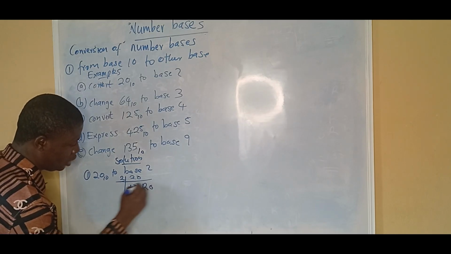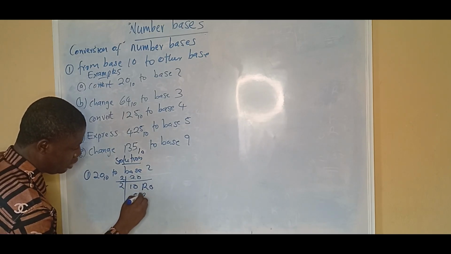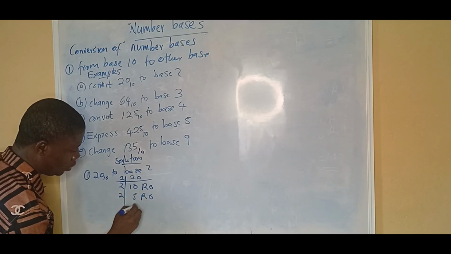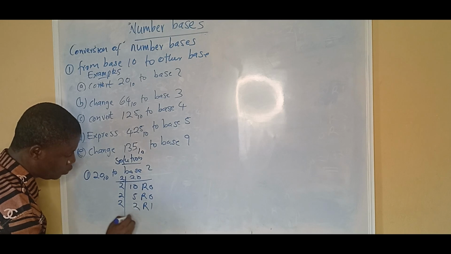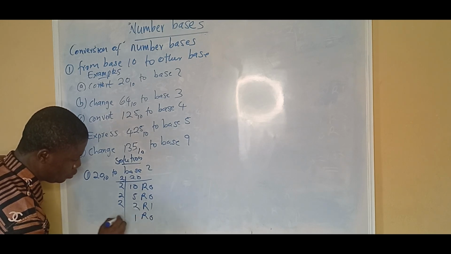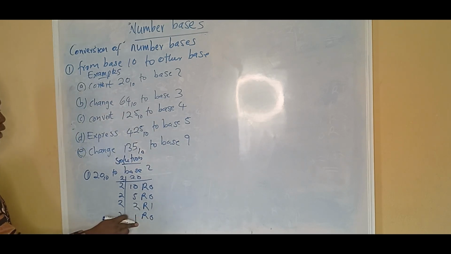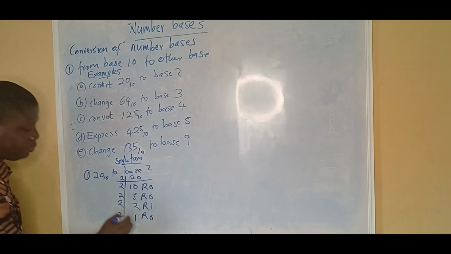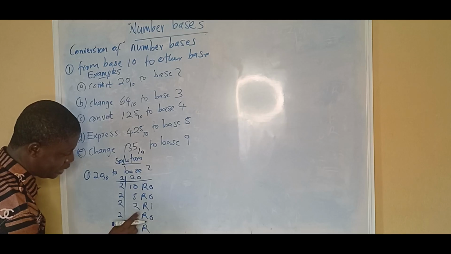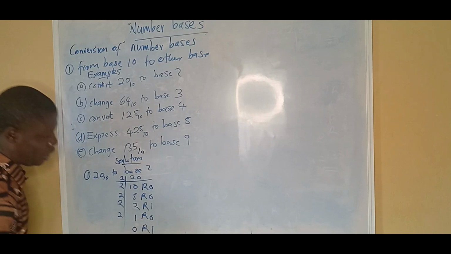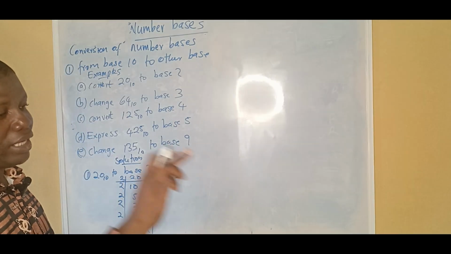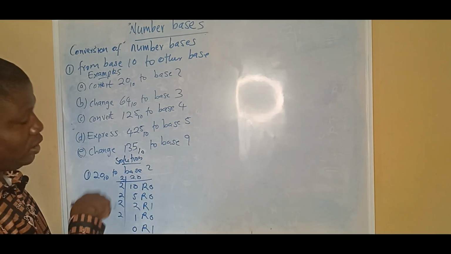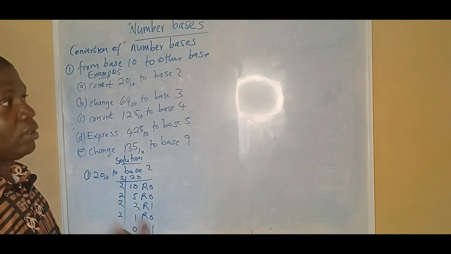20 divided by 2 is 10, remainder 0. 10 divided by 2 is 5, remainder 0. 5 divided by 2 is 2, remainder 1. 2 divided by 2 is 1, remainder 0. 1 divided by 2, the number we're dividing is less than the base, so we bring down that number: 0, remainder 1. Whenever you are dividing a number with a base and the number you are dividing is less than the base, you say it is 0, remainder that number.